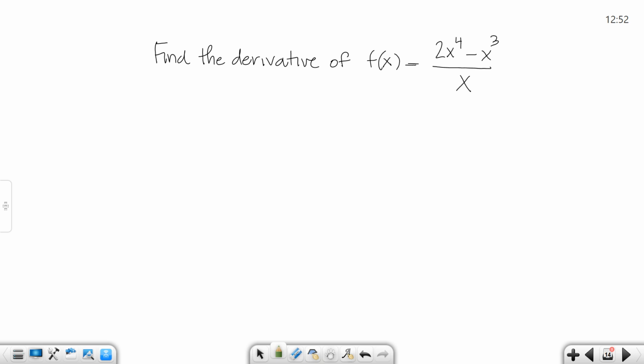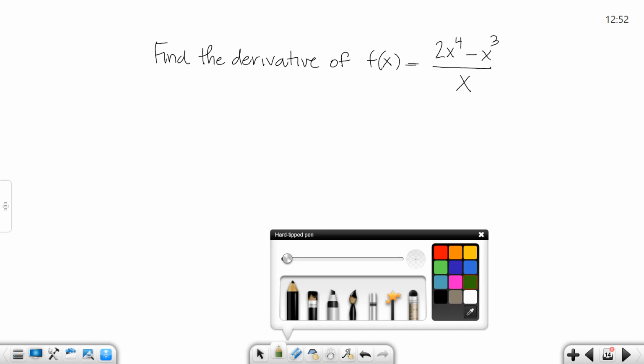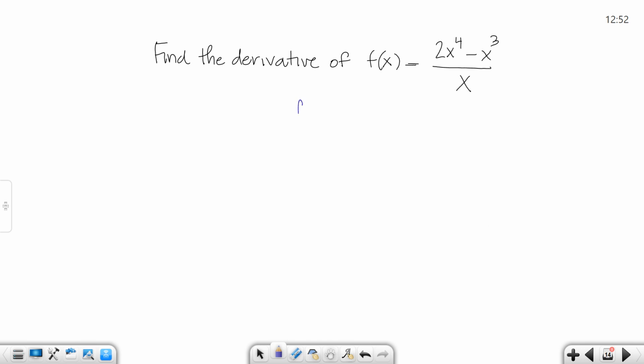Okay, now looking at this one, a little bit later on in the semester, you're going to use something called the quotient rule. So you definitely could use the quotient rule for this one, but you also can simplify it out algebraically really easy. Since it only has one term in the bottom, you can actually break this down into 2x to the fourth over x minus x to the third over x, and you can simplify out these fractions. So that would give you 2x cubed minus x squared.